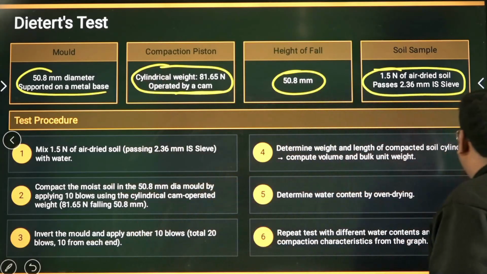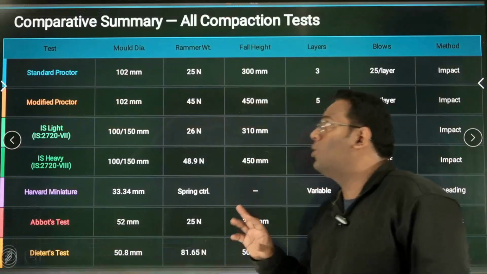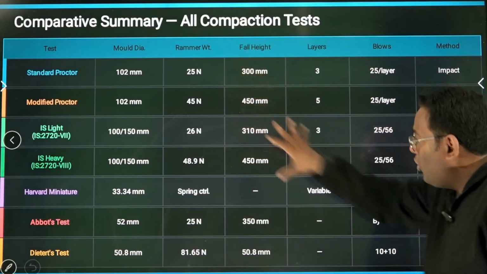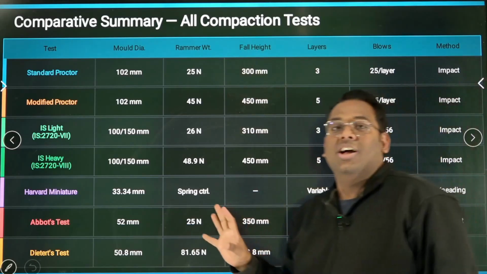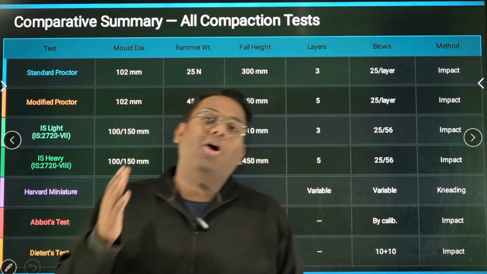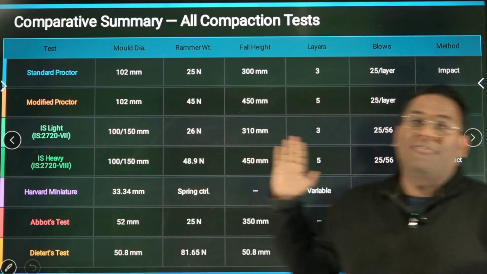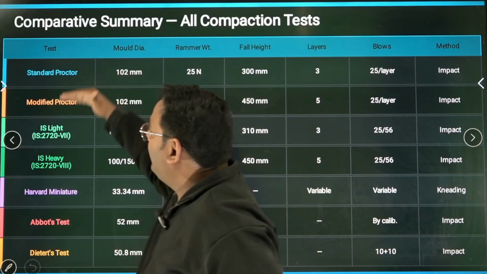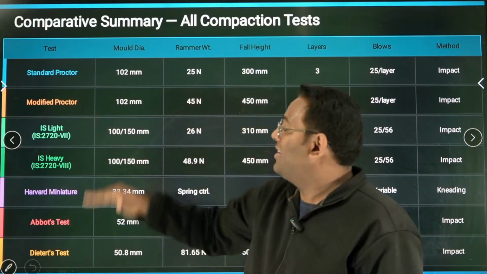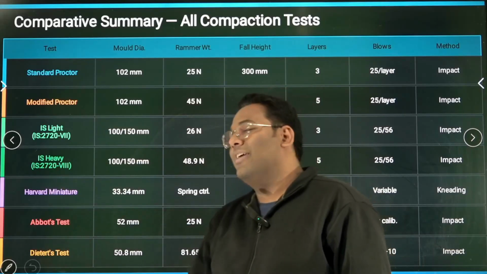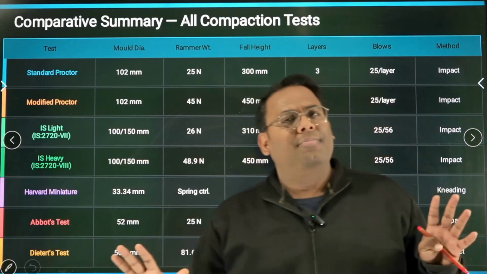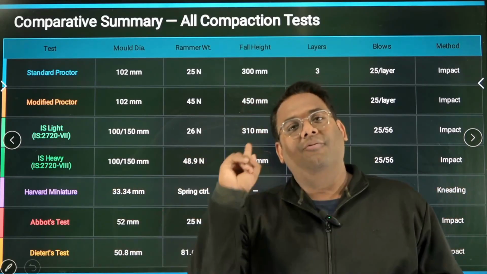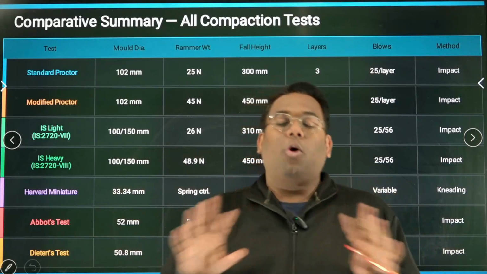So now let us move ahead and see the total summary of all the tests that we have studied. You can follow this table here. I have clubbed all the data that you need to compare these different tests. The first is modified Proctor, standard Proctor, Indian Standard heavy test, Harvard miniature, Abbott test, and Dietert test. So there are various tests. Whatever test you follow, you just have to understand the concepts in one test, and the same concept applies in all the tests.